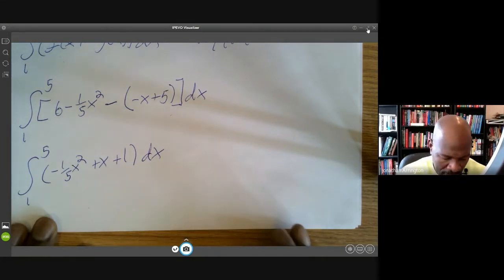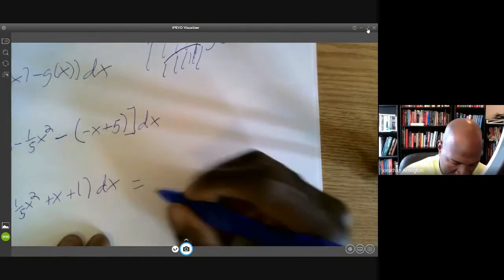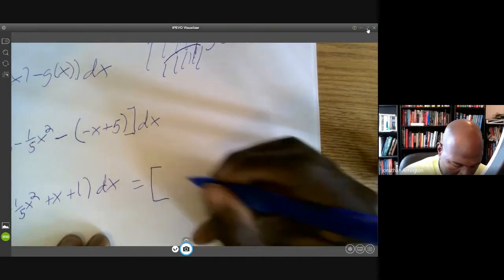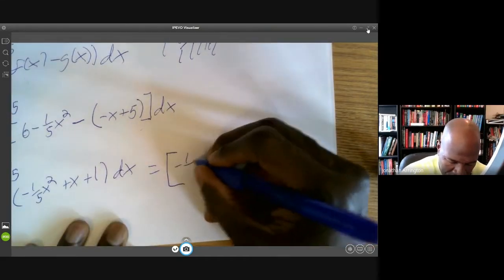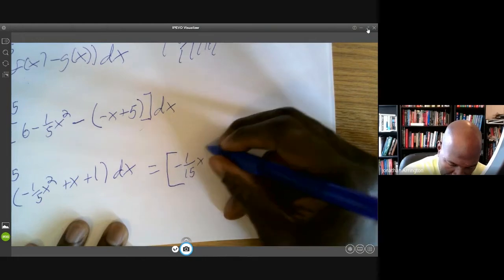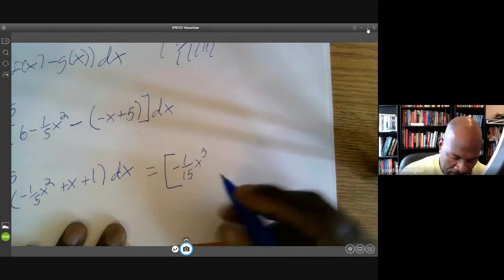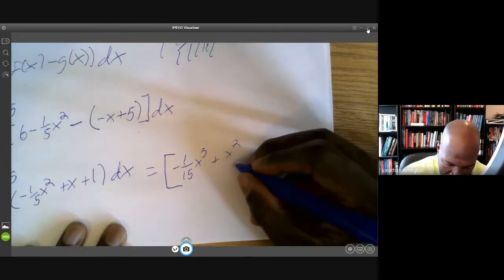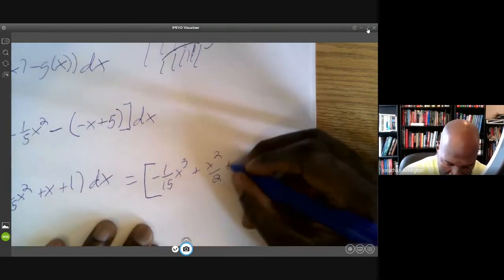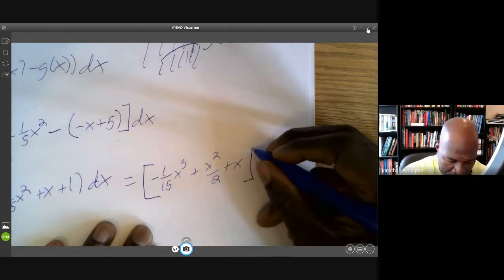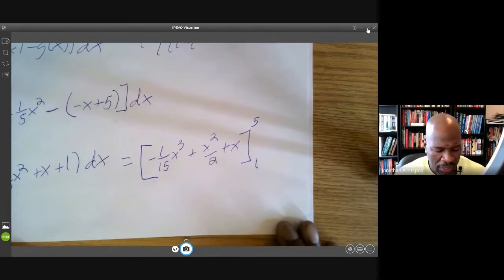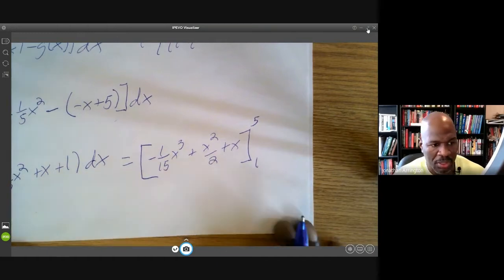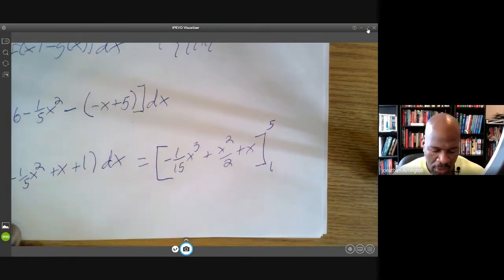So now let's go ahead and integrate. So let's find the antiderivative of this expression. And so the antiderivative of negative 1 over 5 x squared will be negative 1 over 15 x cubed. And for x, we'll get x squared over 2. And for 1, we'll get x. And we'll evaluate that from 1 to 5. So hopefully that made sense. These are all polynomial expressions, so we just did the power rule for all 3 of these.